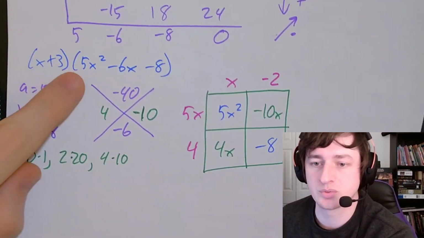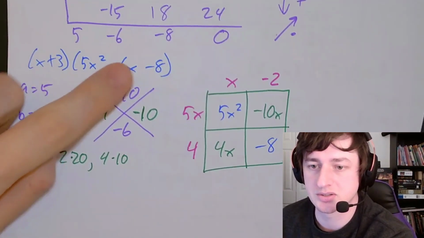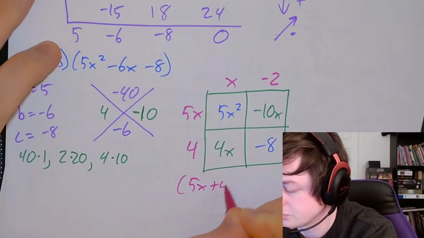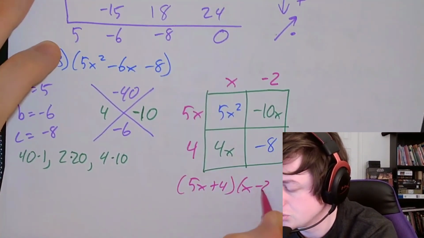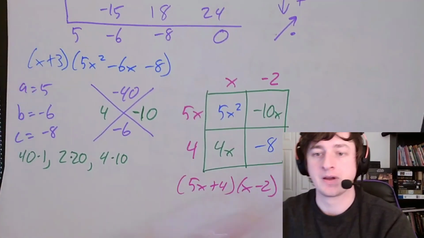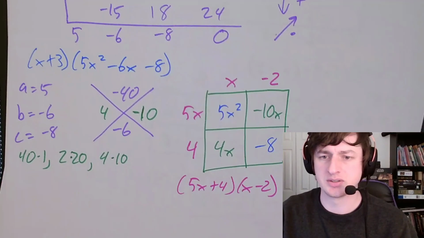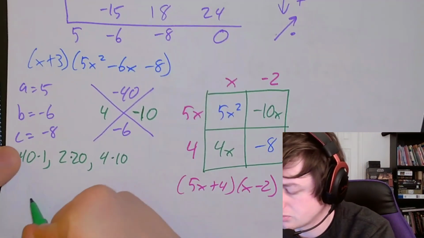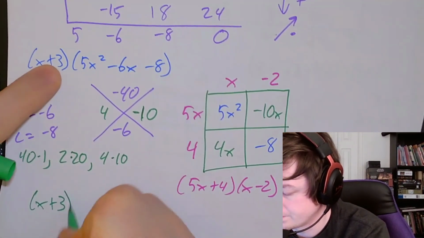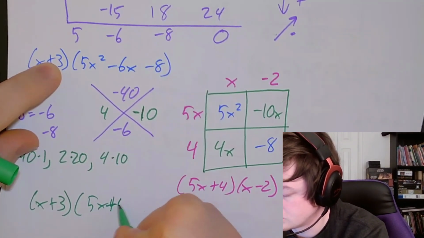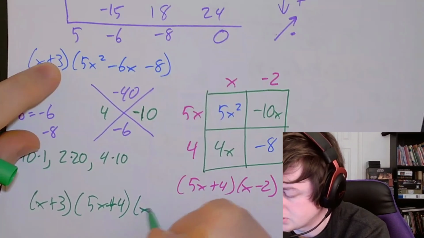And so 5x squared minus 6x minus 8 factors to be 5x plus 4 times x minus 2. And that means that our final answer is x plus 3 times this stuff, 5x plus 4 times x minus 2.